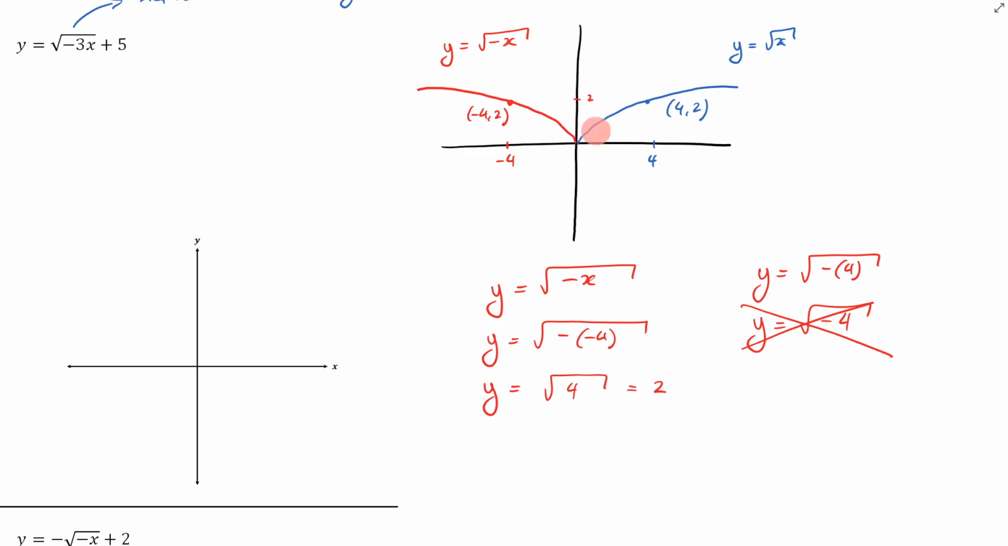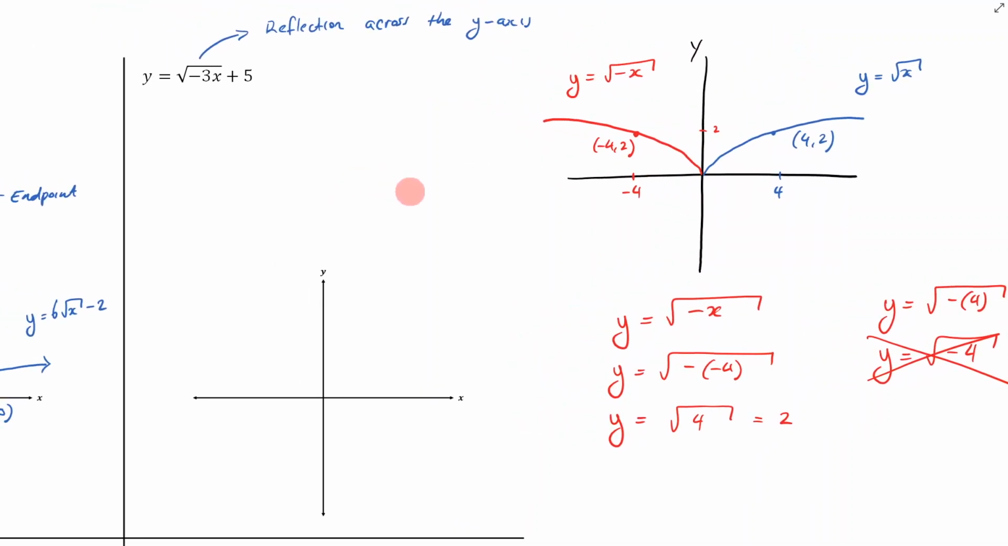And that's why we don't have anything in the positive region here, because you can only put in negatives into this for it to make sense. Or in other words, as you can see here, you're just drawing it reflected across the y-axis. So that's what's happening here. We've reflected it across the y-axis.